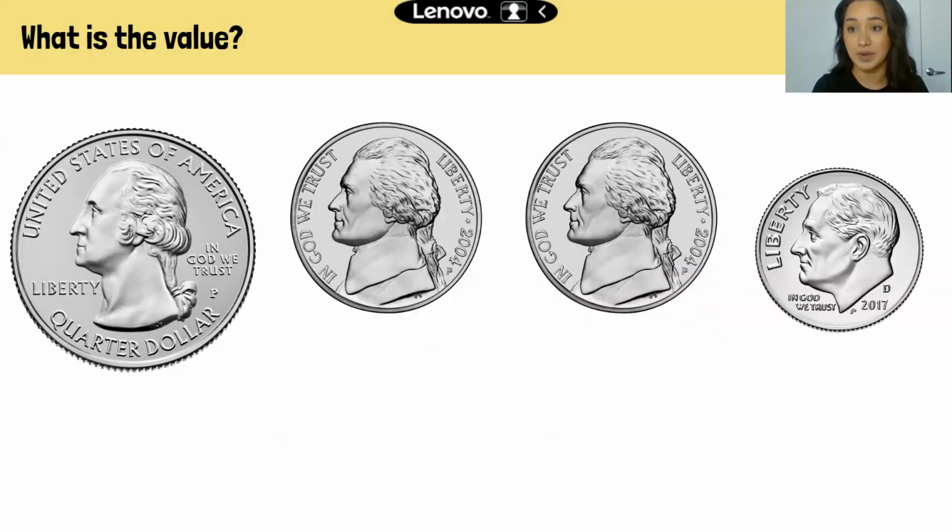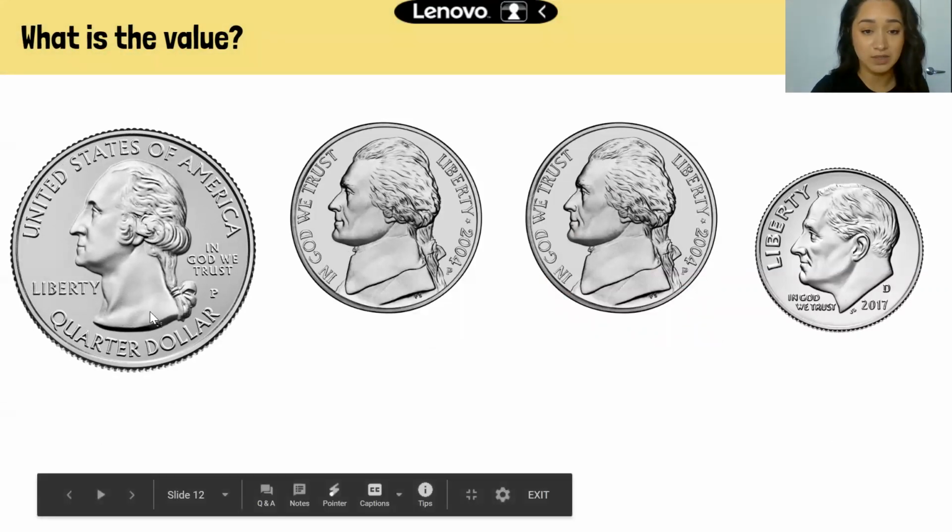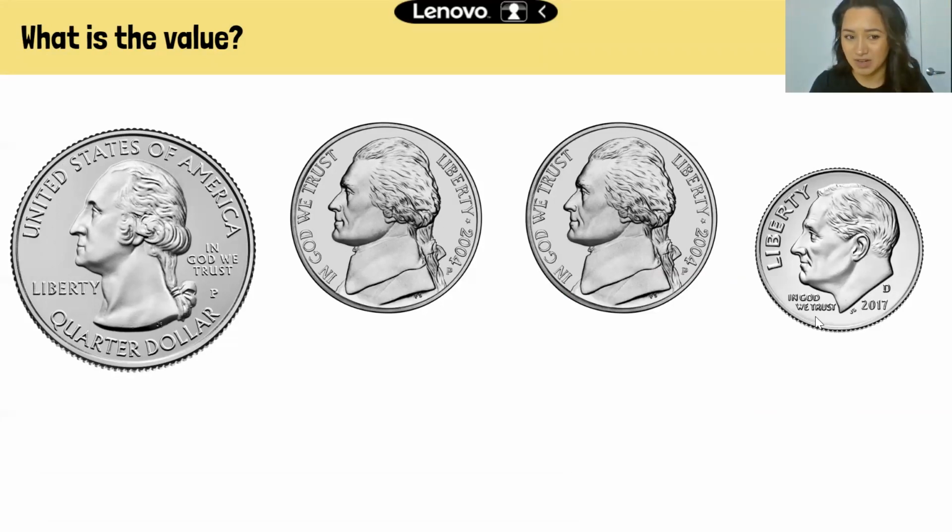So let's look at our next one. This one, I see some coins. What coins do we see? We see quarters, we see nickels, we see a dime. Okay. They are not in the order of value. So we have 25 plus 5 plus 5 plus 10. They're not in the order from greatest to least. We have to figure out how to count them up when they're out of order like this.